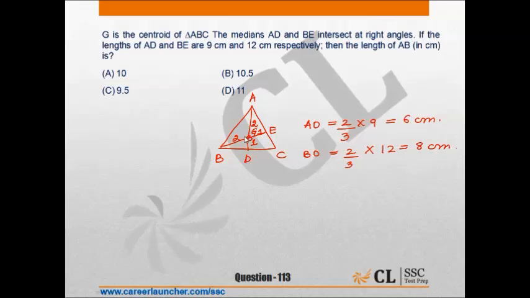Now both the medians are intersecting at right angles, so 6 square plus 8 square is equals to AB square using the Pythagoras theorem. Through this we get AB is equals to 10 cm. So our correct option is option A.